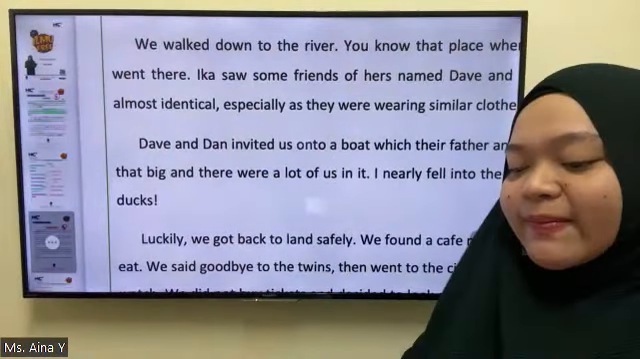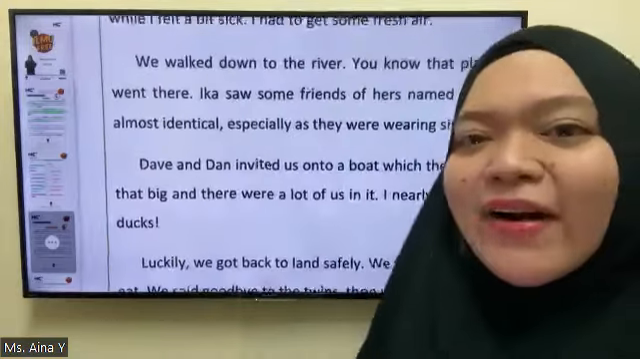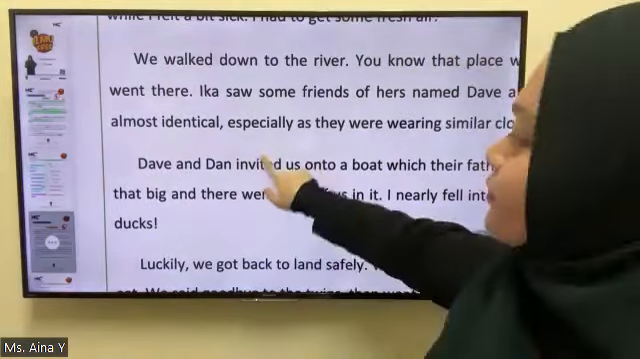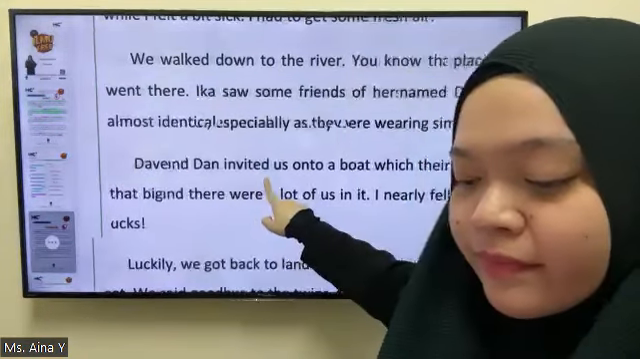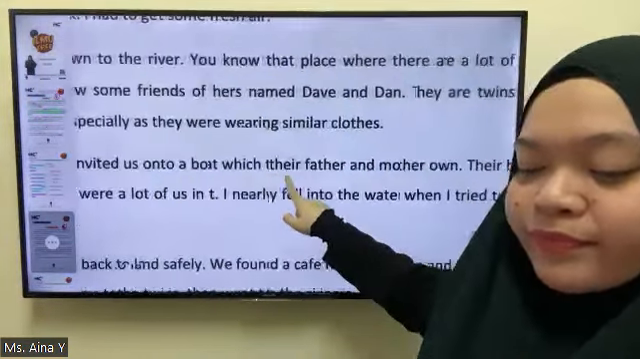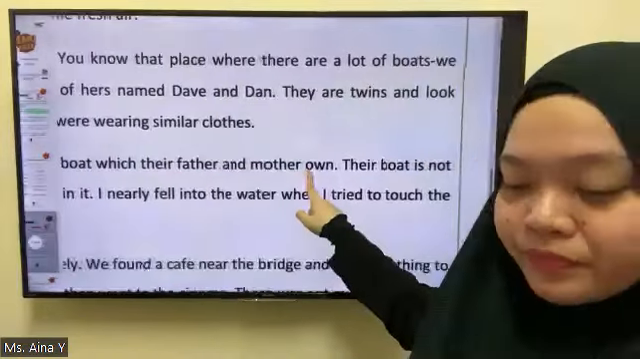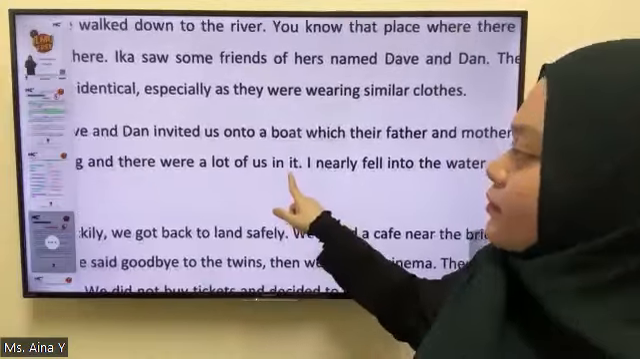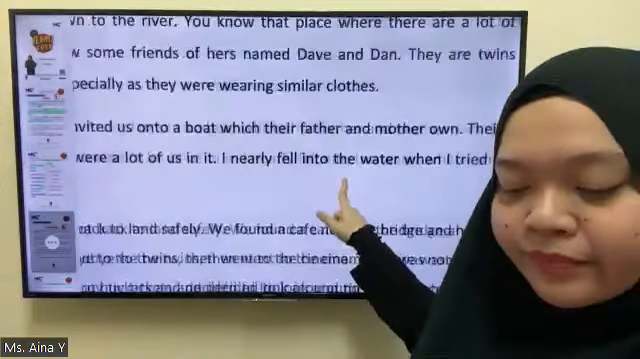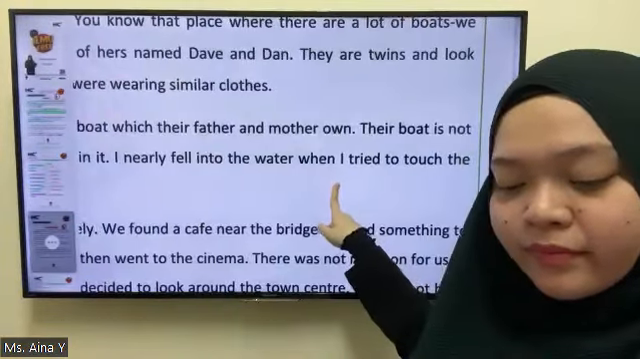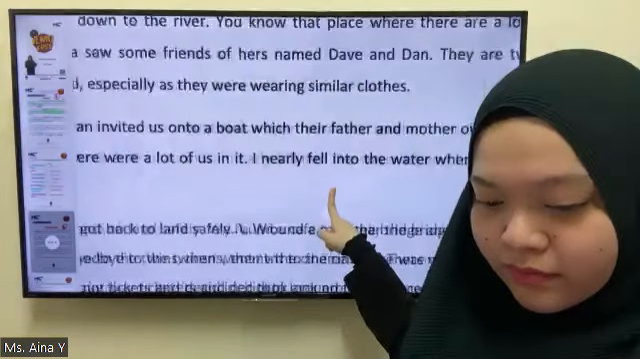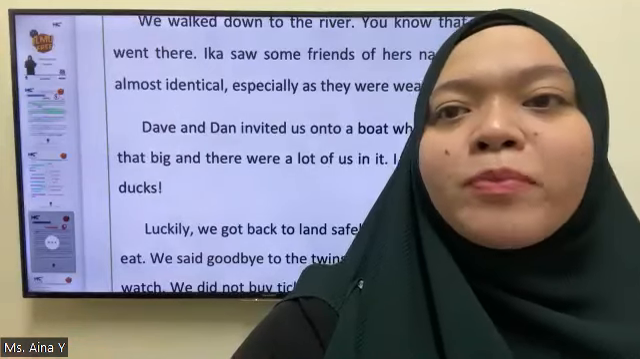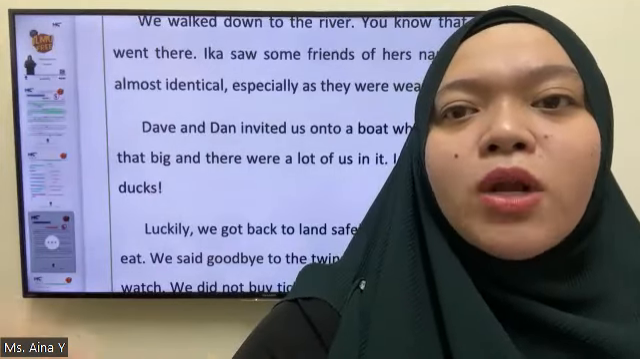Shaza. Hi, Miss. Hello. All right, you ready? Yes, I am. Let's go. Dave and Dan invited us onto a boat which their father and mother own. Their boat is not that big and there were a lot of us in it. I nearly fell into the water when I tried to touch the ducks. Yeah, all right, good job. Thank you, Shaza. One second. Let me lower her hand.